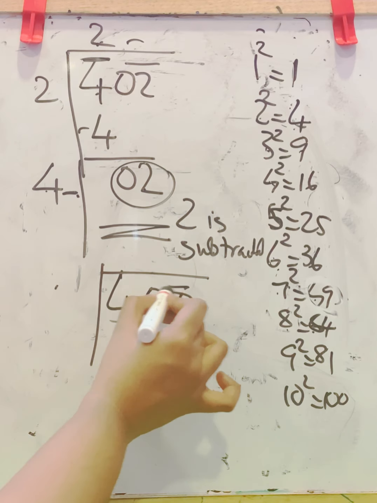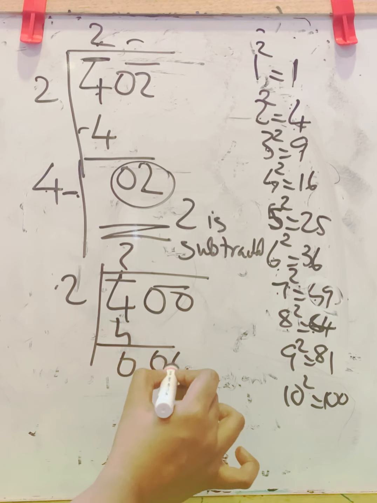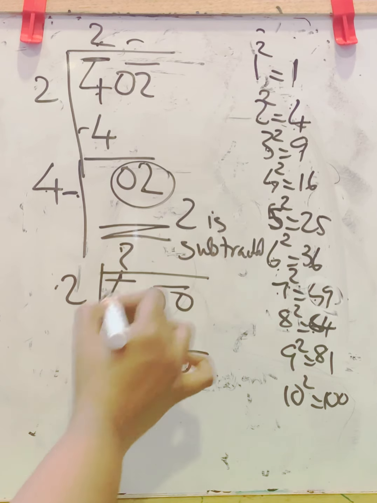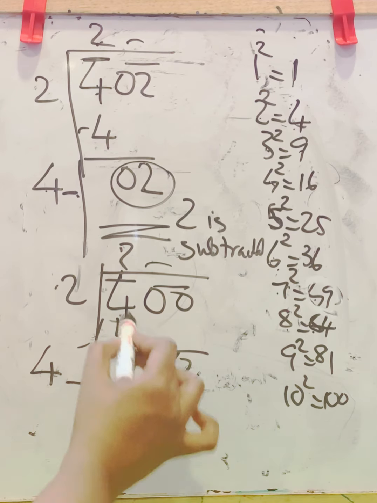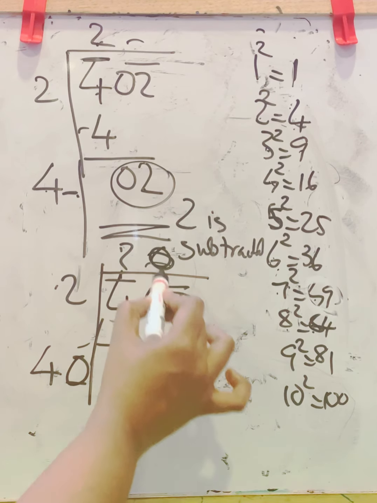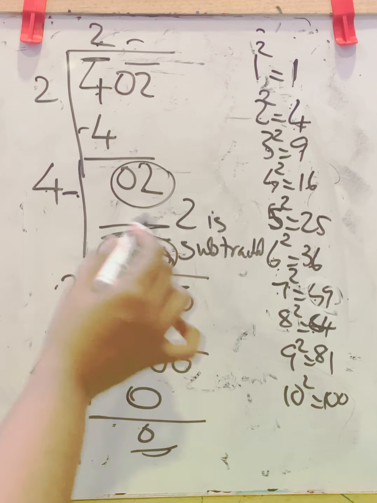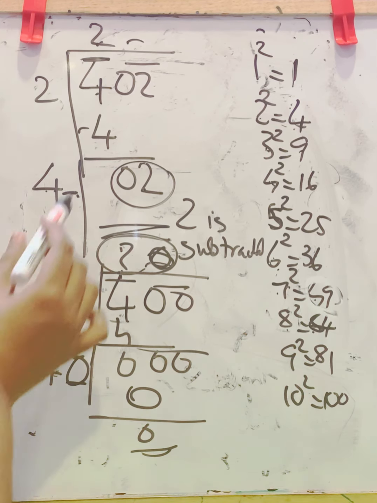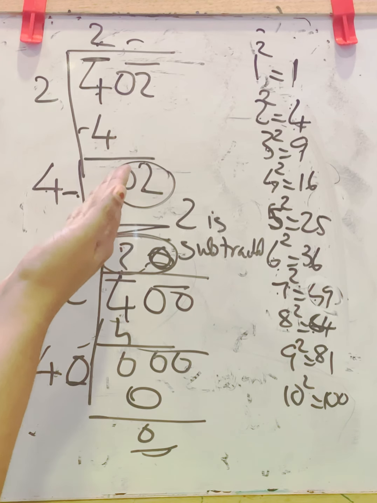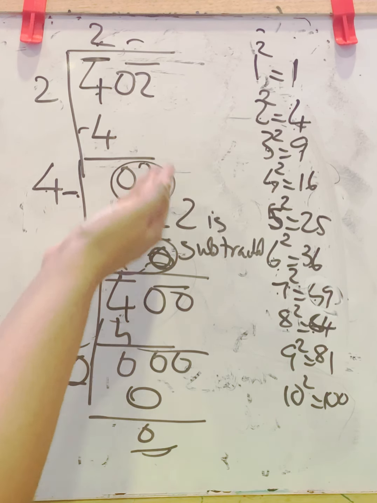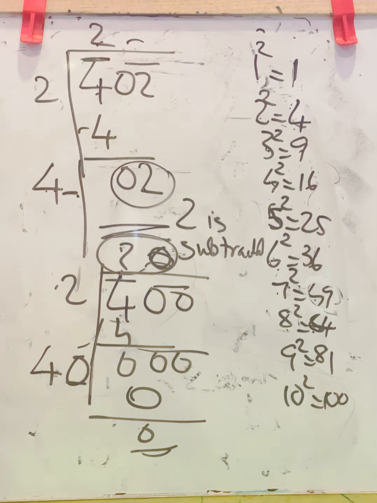Again here, pair it. 2 2s are 4. Balance 0. Carry down the zeros. Now double this number 4. 4 dash into dash is 0. Yes, 40 into 0 is 0. So what is the square root? 20 is the square root of 400. Here 402, and we got a remainder of 2. To cancel that 2, you subtracted 2 from the question. Then you got a perfect square. This was not a perfect square.